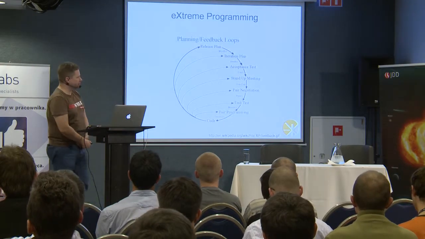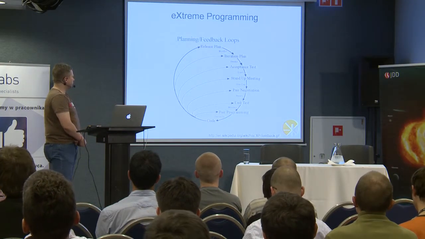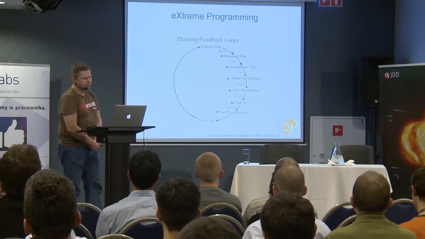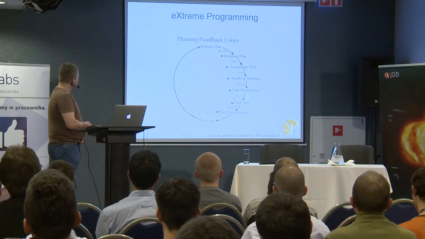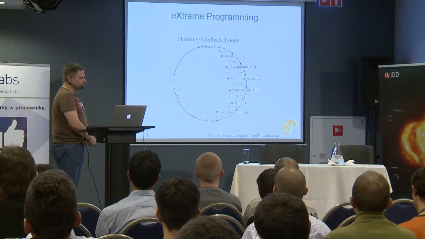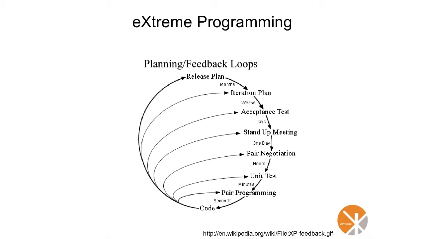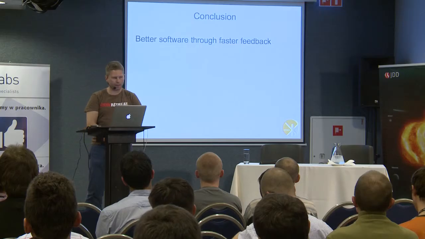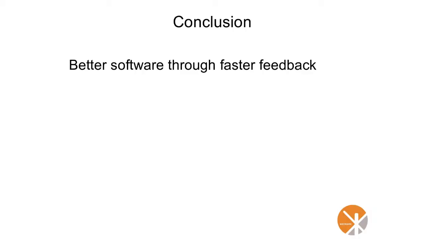This is the feedback loop from Extreme Programming. Release plan, they claim month. Well, if you do continuous deployment, hours. Iteration plan, acceptance test, and so on. Pair programming at the bottom, seconds. So the conclusion here is that we will probably get better software through faster feedback.